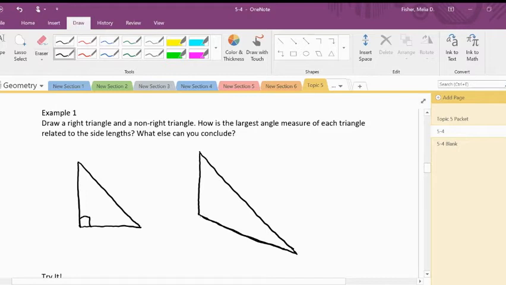How is the largest angle measure of each triangle related to the side lengths? In a right triangle, the 90-degree angle is the largest. The other two have to split the other 90 degrees of the 180. So that means that these angles here and here will be smaller than the 90-degree angle. We also know in a right triangle that c is the hypotenuse and it is the longest side.